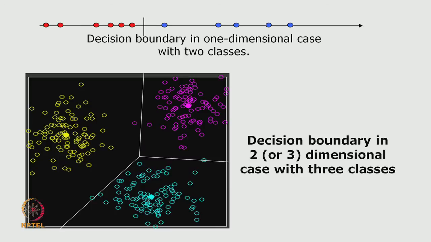Let us look at this example, which has been borrowed from a document. The decision boundary in 2 or 3 dimensions. Now, this example shows 3 classes. That means 3 sets of instances marked in 3 different colors: magenta, yellow and blue. I hope the color is clear. I repeat again, magenta is one color, say class 1, yellow is class 2 and cyan, if not blue, cyan color is the class 3.